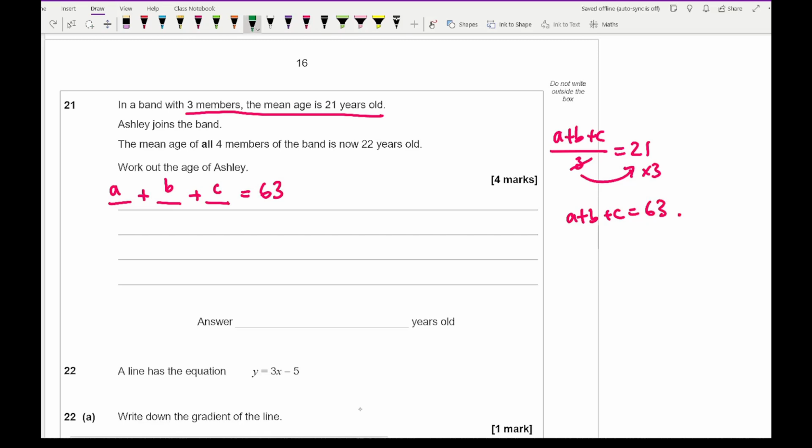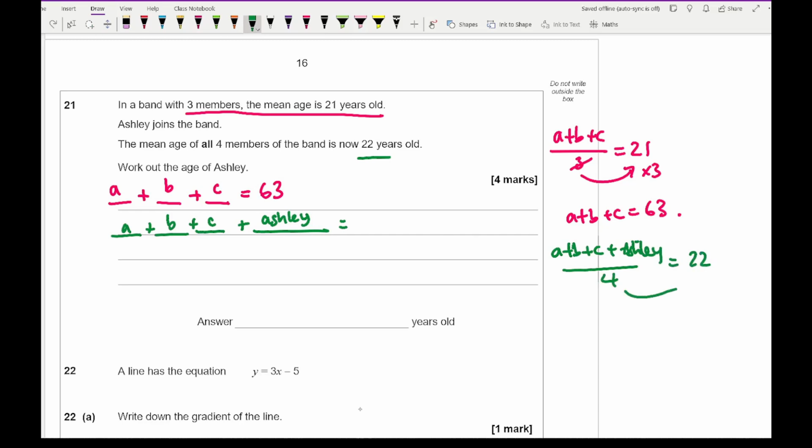So then what happens is then Ashley comes along, and we've got these 3 members, which we're going to call A, B, and C. And now the average age is 22. So we've got A plus B plus C plus Ashley divided by 4 equals 22. So if I take the 4 over by multiplying by 4, then 4 of their ages needs to add up together to give me 88.